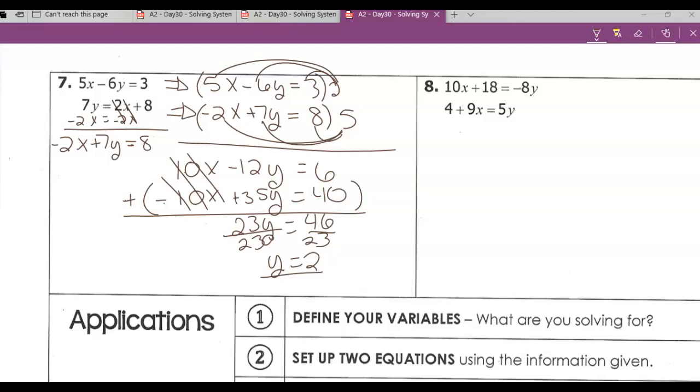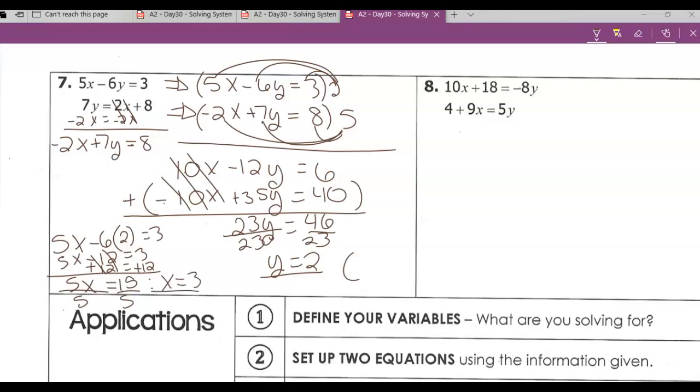There's my y answer. Now I need to get my x answer. And to do that, I'll go ahead and use the first equation. 5x minus 6 times whatever y is, we got y is equal to 2, equals 3. So 5x minus 12, because 6 times 2 is 12, equals 3. I'll add 12 to both sides, and I get 5x equals 15. Divide everything by 5, and I get x equals 3. So my solution is when x equals 3, y equals 2.